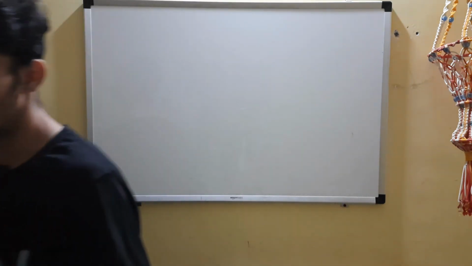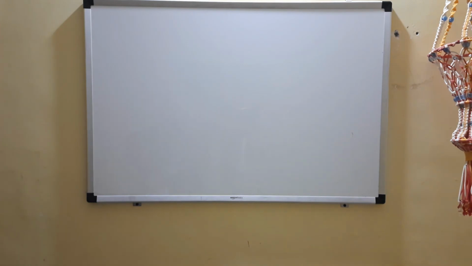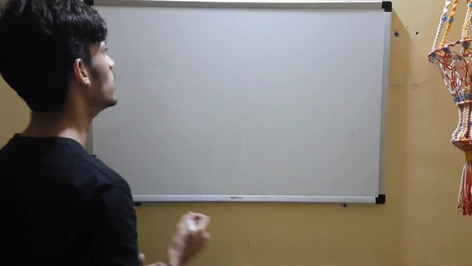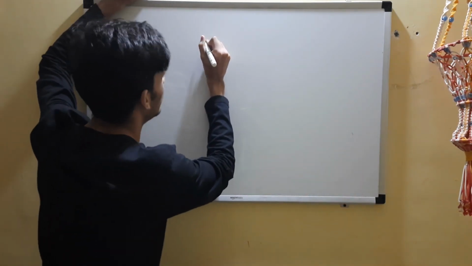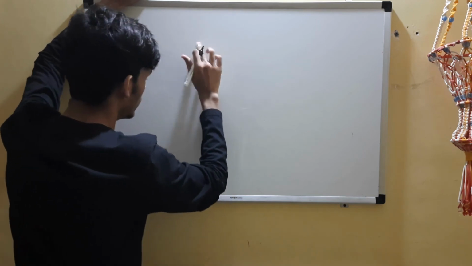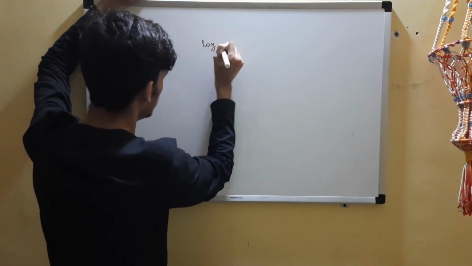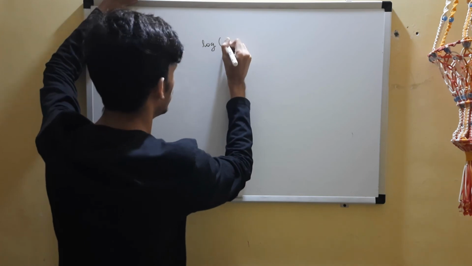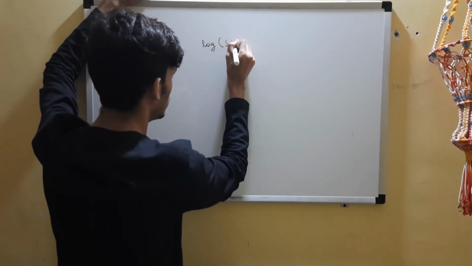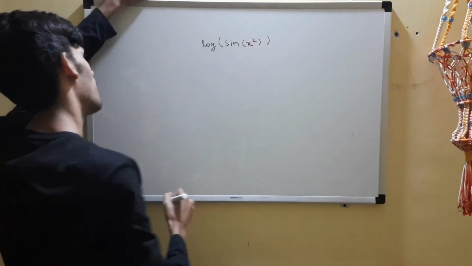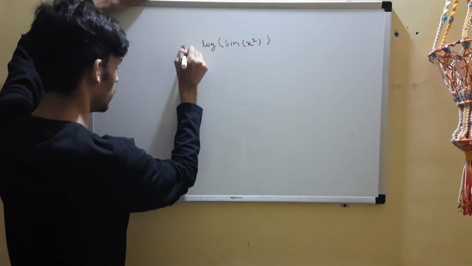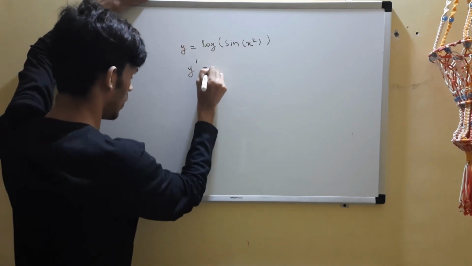Let's see if I can get any problem. Okay, composition we didn't try any, so let's end with that. Composition, function within function. Okay, I know you hate it, so let's choose sine. Why only sine? Log sine x square. You have this function, this is y, so they have asked us for y dash.